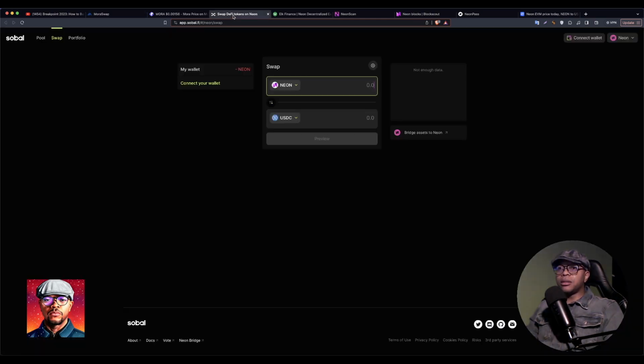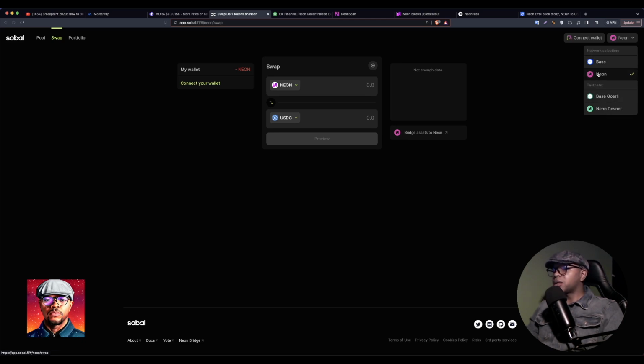Then we've got Sobal. This is another DeFi application. You can see the networks here. Base. So this is already communicating with Base. Oh man, this is so cool. It is so cool to see what they have going on over there. This is so cool.